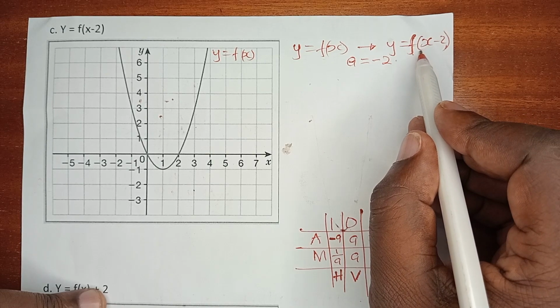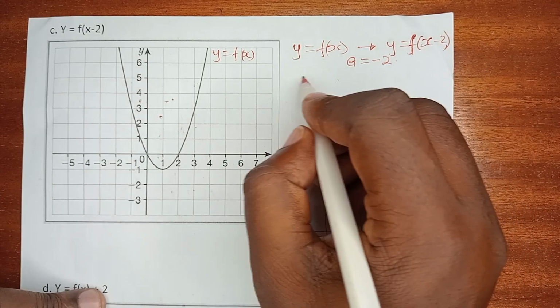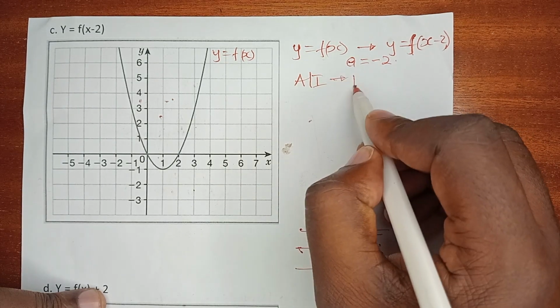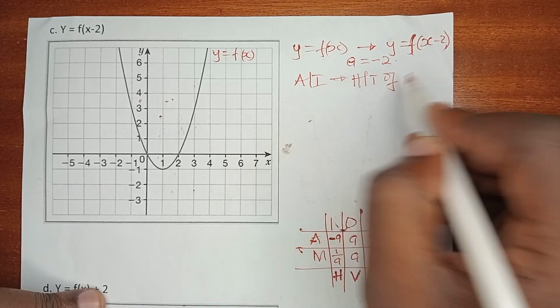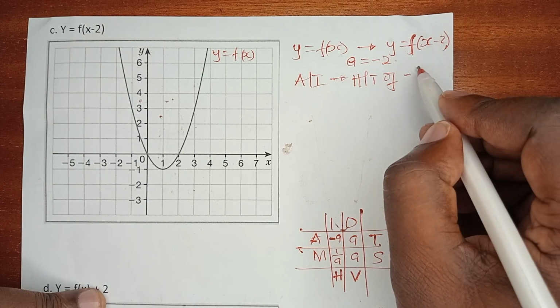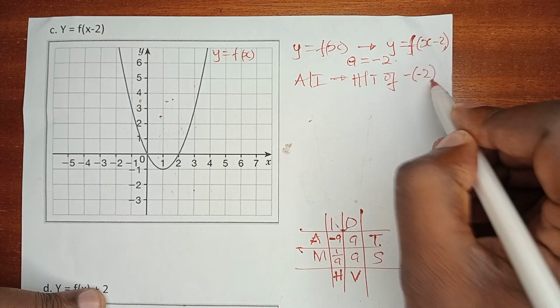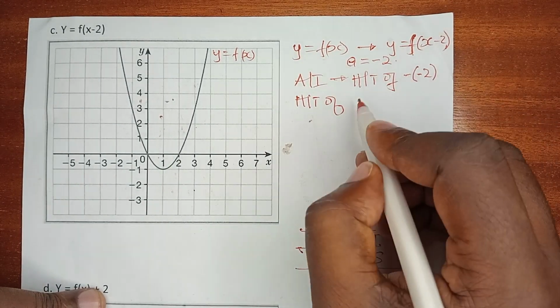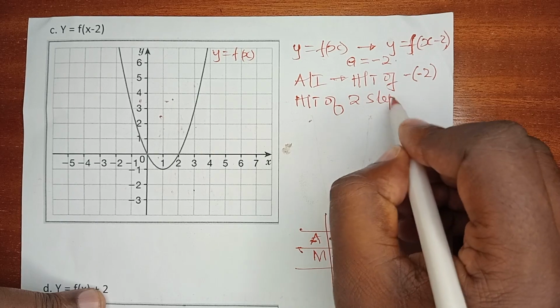As you can see, that -2 is within the bracket, so it is addition inside according to our table. Addition inside, which is translation, is horizontal. Addition inside means horizontal translation of negative a steps, and our a is -2, so minus -2 steps. So it is a horizontal translation of 2 steps.